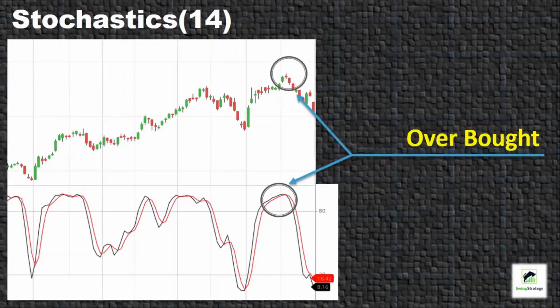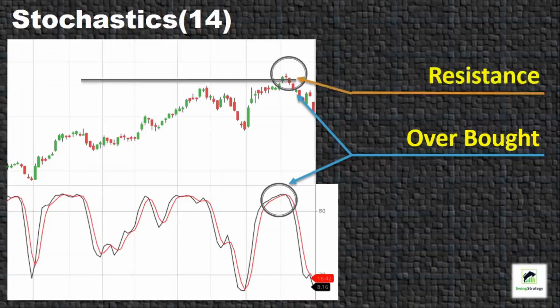Similarly, if a script is trading near a resistance level and the stochastic is in the overbought zone, then we can take a short position. Stochastic's fast line crossing below the slow line is considered as a bearish reversal. The results are effective when it is combined with the RSI indicator and super trend indicator.